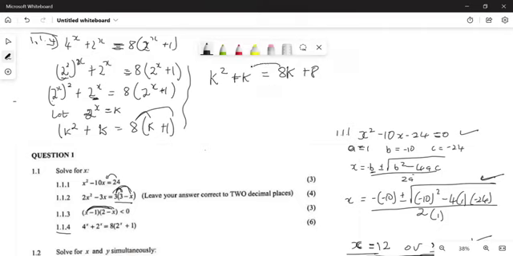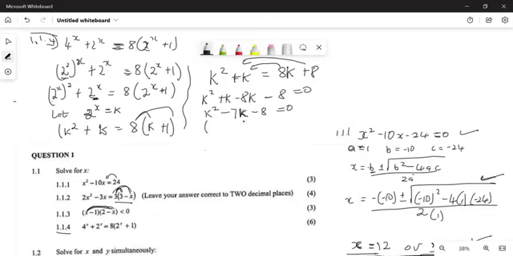I transpose 8k and 8 to the other side. Then I'd have k squared plus k minus 8k minus 8 is equal to 0. And then k squared minus 7k minus 8 is equal to 0.